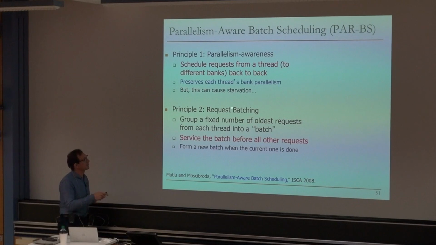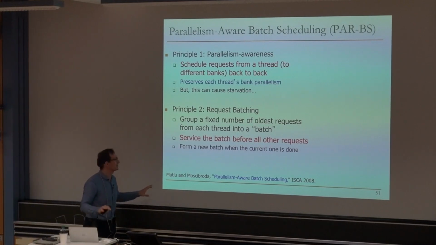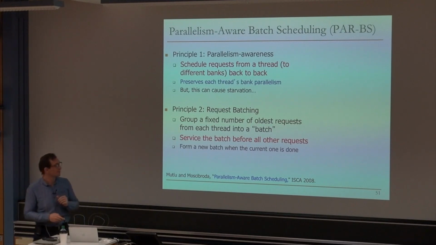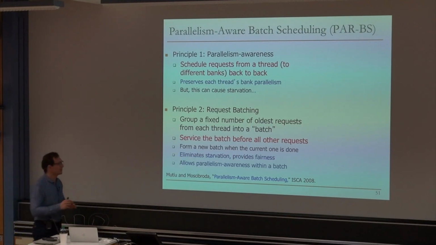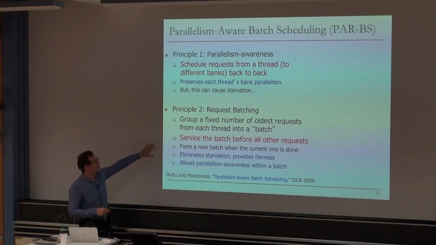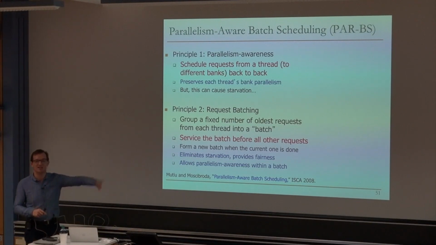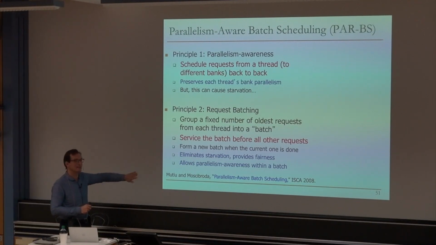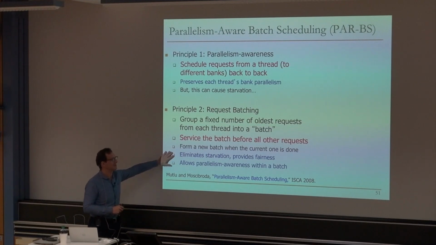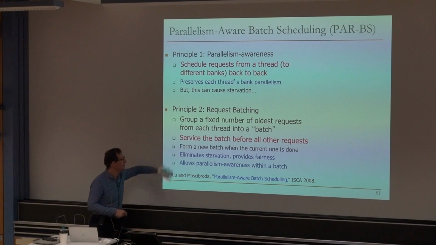You group a fixed number of oldest requests from each thread into a batch, and you service that batch before all other requests in the system. And you form a new batch when the current one is done. And the memory controller operates this way. If you do this, you eliminate starvation and you provide fairness. You ensure that the batch is prioritized over everything else. It makes forward progress, and everything gets batched at some point in time. That's how you eliminate starvation. And this is very powerful. It's actually implemented in many SoC controllers today.